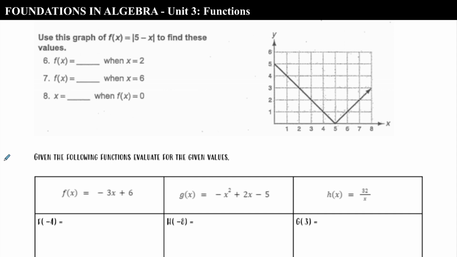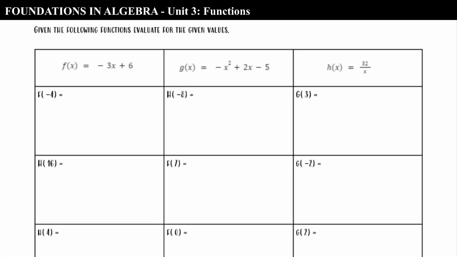For this one, we are going to use this graph to find the values. So when x is 2, our y value is 3. When x is 6, our y value is 1. Now, when our y value is 0, our x value is 5. So that one we do backwards. They tell us what f of x is. We have to find the x value that makes that true. And that's going to be 5 because y is 0 at 5.